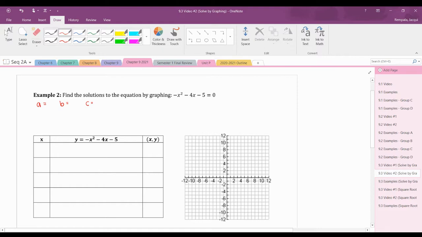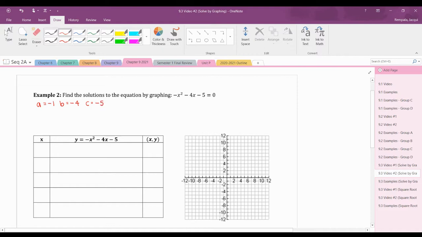A is always attached to the x squared, which means that -1 is the number that's in front of x squared. B is always the number that's in front of x, so that would be -4 in this case. And then C is going to be -5.